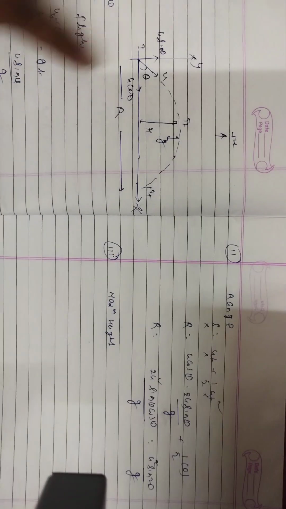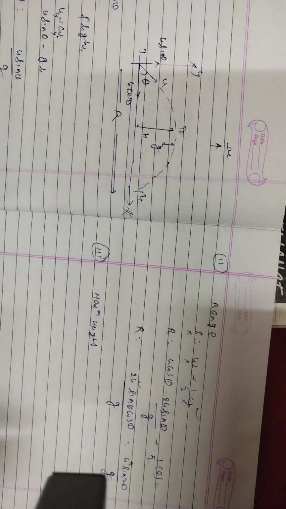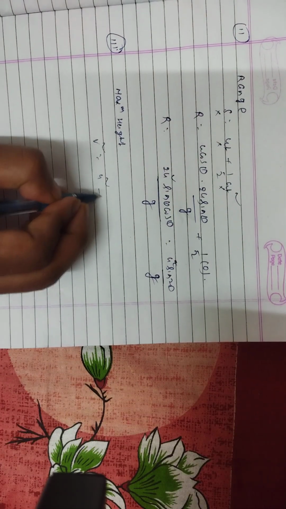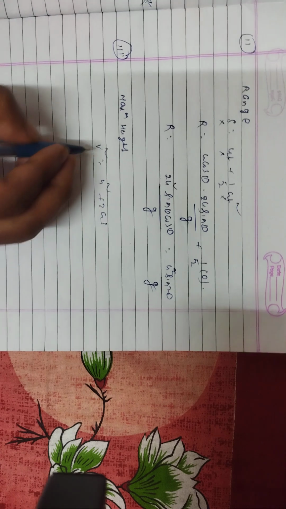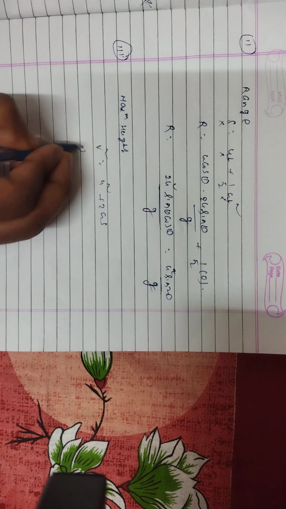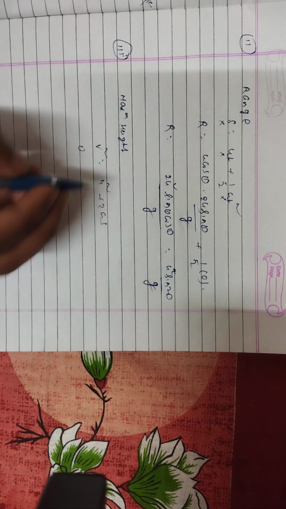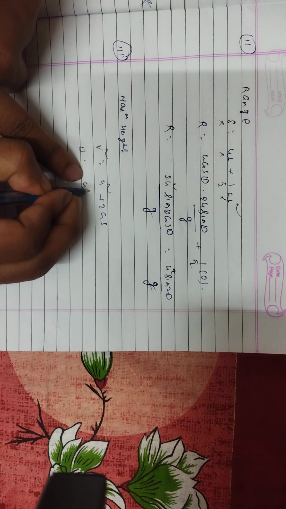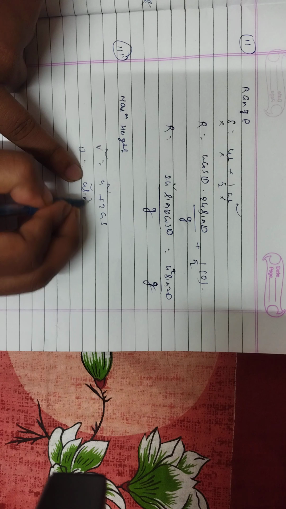बच्चों, this is the maximum height. Tell me in which direction we will apply equation of motion? In the vertical direction. Like v square is equal to u square plus 2as. बच्चों, tell me what is the value of v at the highest point? This is 0, and what is the u? This is u square sin square theta.